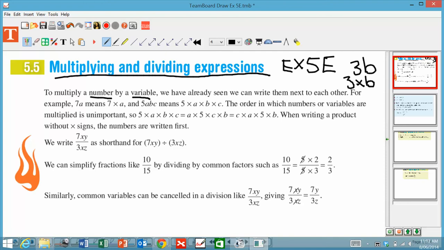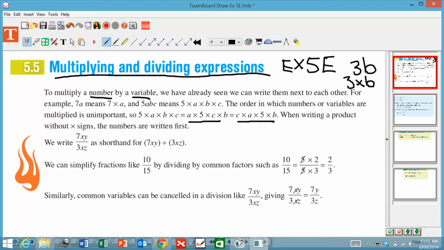The order in which the numbers or variables are multiplied is unimportant. You can write these any way, and you're going to get the same answer every time. So 5 times a times b times c can be written like this, or it can be written like that. It doesn't matter. The order does not matter.